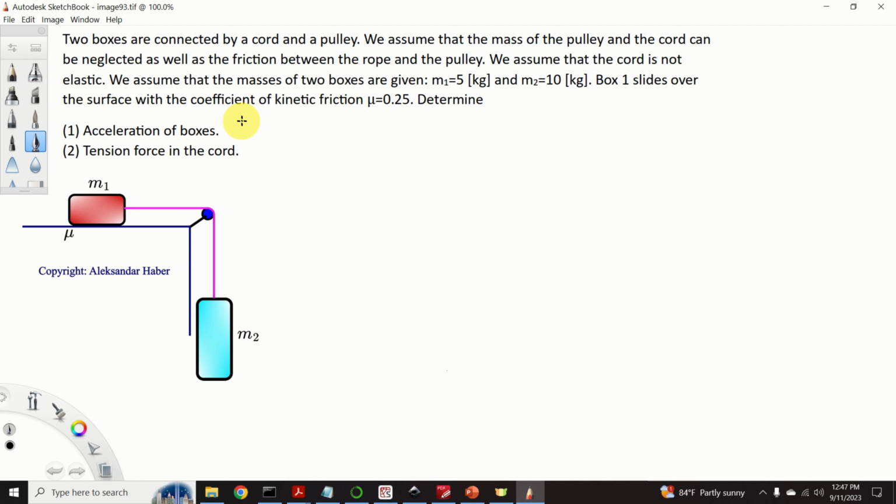In this tutorial we will solve a problem related to Newton's second law and motion of two boxes that are connected by a cord and a pulley. This is the classical problem that in a more complex form appears in a number of engineering and aerospace applications. Consequently, it is very important to know how to accurately solve this problem.